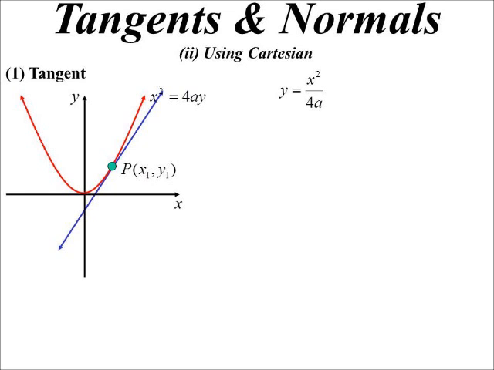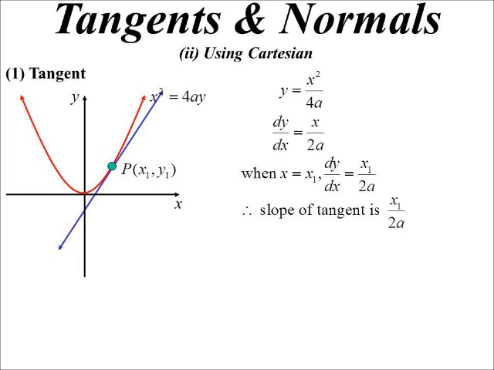I'm going to make y the subject, differentiate x on 2a, but now I'm substituting in the Cartesian coordinate x1. So dy/dx becomes x1 on 2a, which means the slope of the tangent is x1 on 2a. Put that in a point slope formula. Now I'm going to rearrange this, but I'm going to write it in a very strange way. 2ay minus 2ay1 is x1 x minus x1 squared.